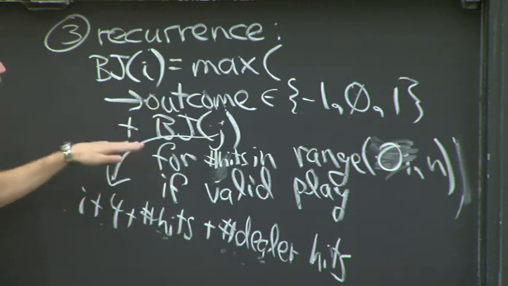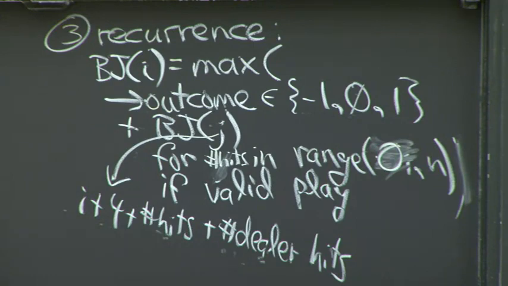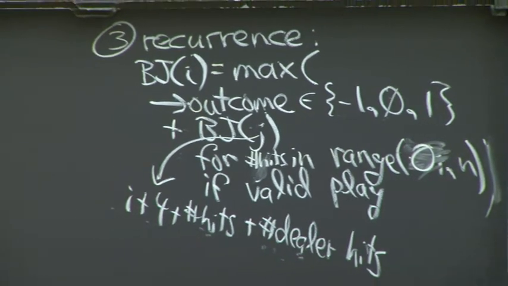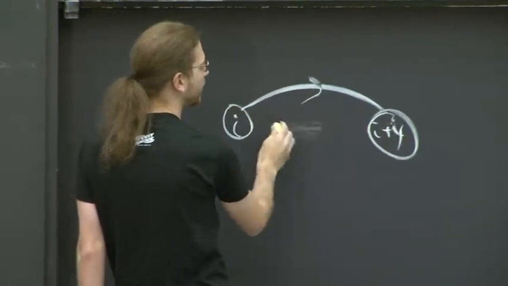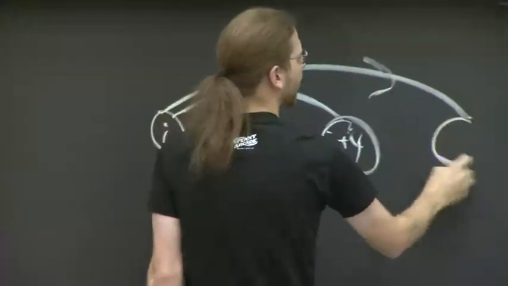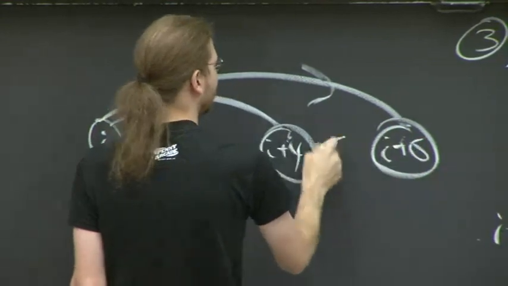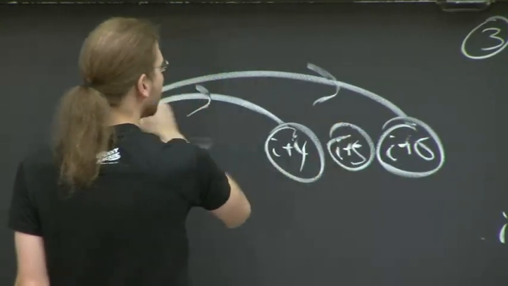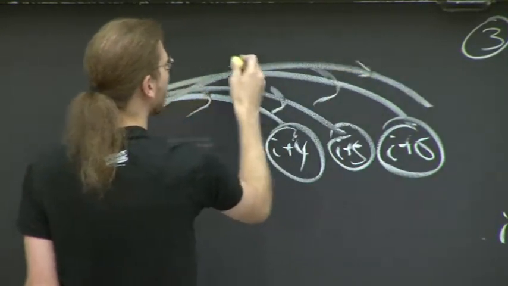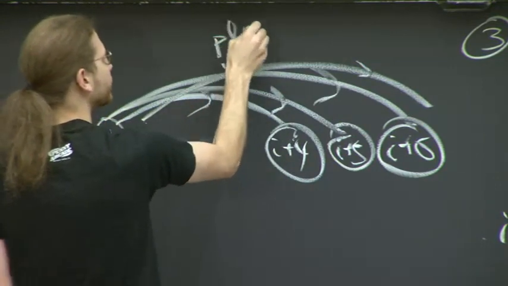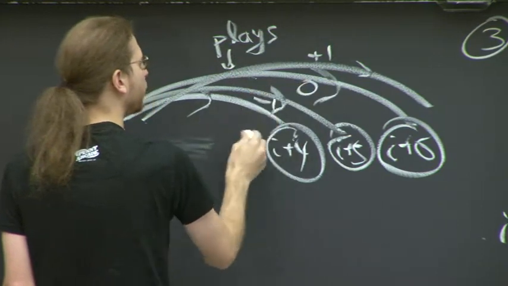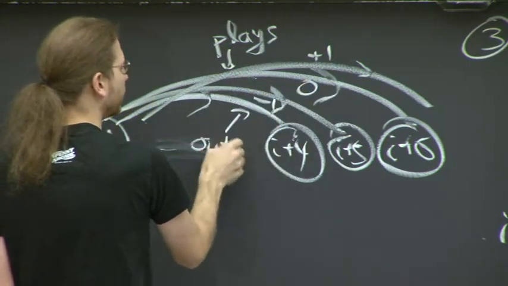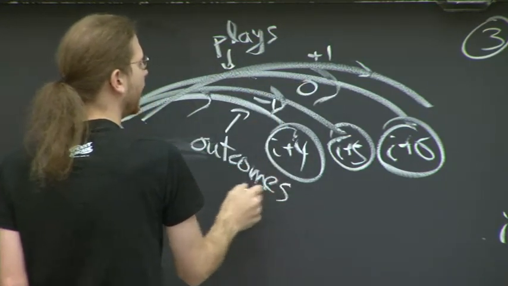So in general, from BG of i, if we think of the DAG, there's some position, maybe i plus 4 happens, maybe it doesn't happen. It depends on what the dealer does. We're going to depend on i plus 6, i plus 5 maybe. It's going to be all of these possibilities. These are all different plays. And then on each of these edges, we're going to have +1, 0, or -1. Those are the outcomes, whether I won or lost or tied.